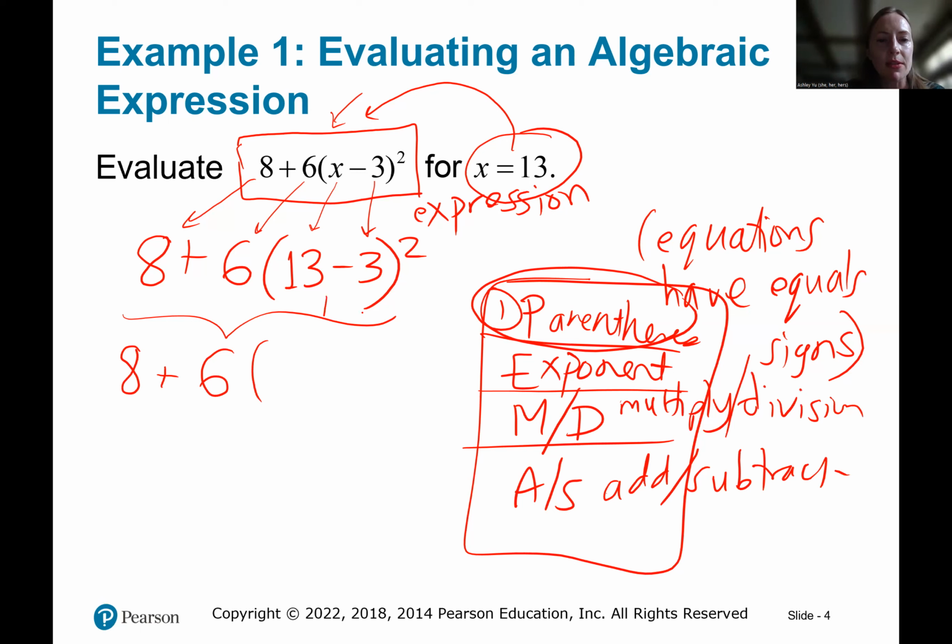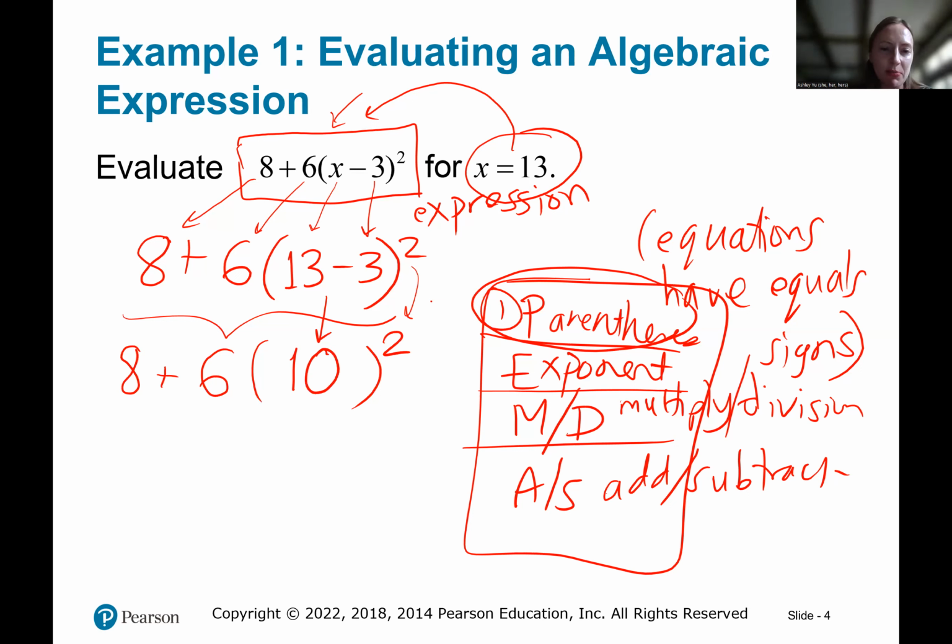I want to subtract the 13 and the 3. That's why it's in parentheses. If you see something in parentheses, that means that's the priority. Do that first, and then whatever else is going on. So I'll do that subtraction first. 13 subtract 3 is 10. Okay, and then I can't forget that little 2. He's going to matter later.